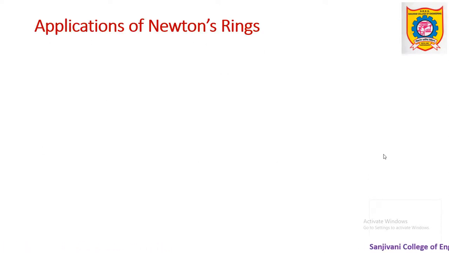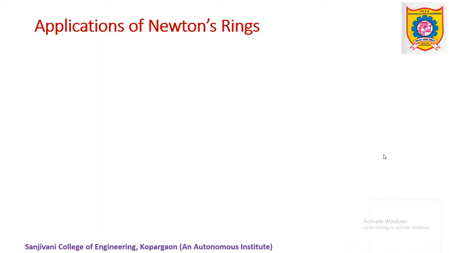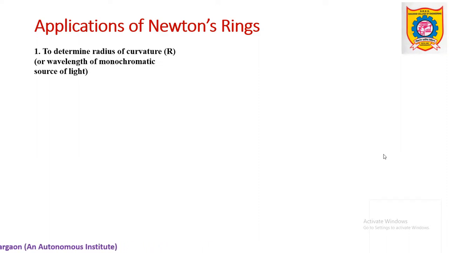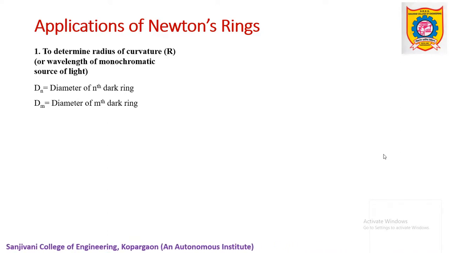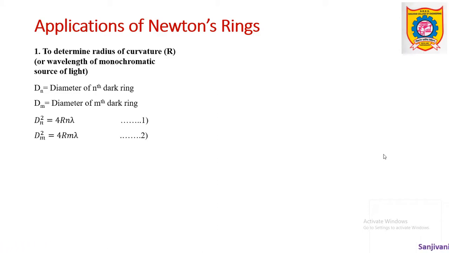Alright, now let us turn towards the applications of Newton's rings. The expressions which have already been obtained can be used to determine the radius of curvature by knowing lambda, or we can determine lambda by knowing the radius of curvature. For that purpose, let us assume that Dn and Dm are the diameters of the nth and mth dark rings respectively, so that we can write expressions 1 and 2 as shown here. Now from either equation we can easily determine R or lambda, isn't it? But that single equation may lead to some error, because if by chance that single measurement of the diameter goes wrong, then our answer will be wrong.